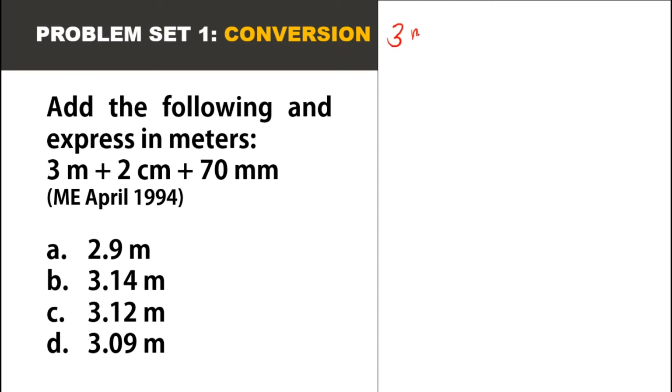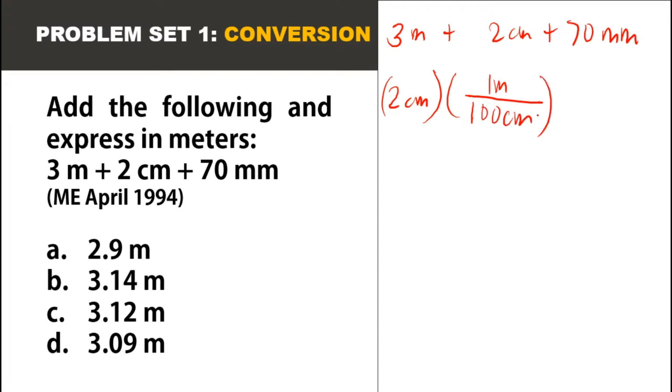So we have 3 meters plus 2 centimeters plus 70 millimeters. So the 3 meters is already converted, so we will convert the other two, which is 2 centimeters and 70 millimeters. You have 2 centimeters. You have the conversion, that is 1 meter per 100 centimeters. So we have 0.02 meter.